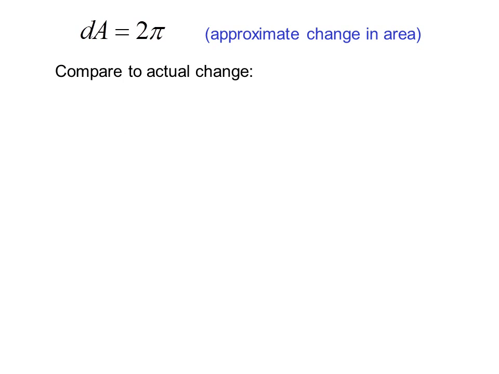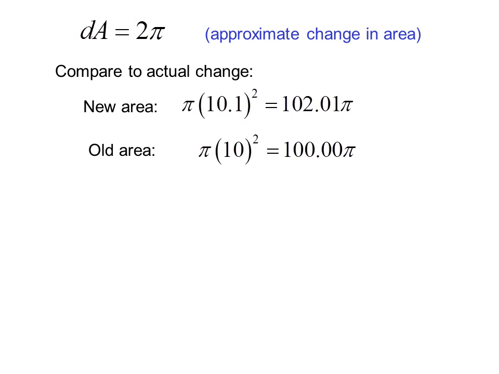Now we compare this to the actual change. The new area is pi times 10.1 squared, or 102.01 pi. The old area is pi times 10 squared, or 100 pi. The difference is 2.01 pi.